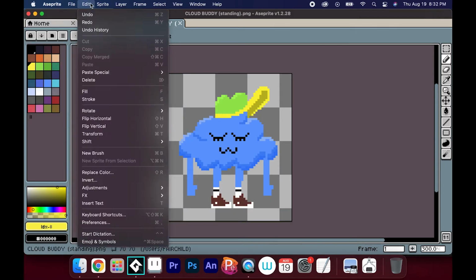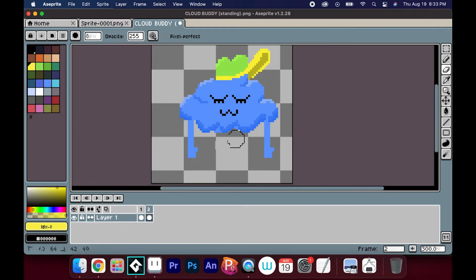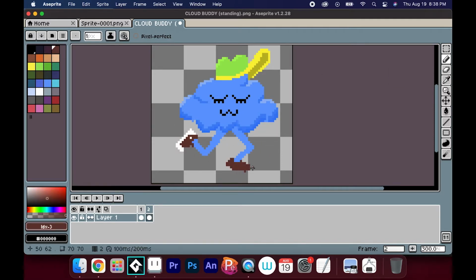And I wanted to create a version of him that is peaceful, serene, but also has some action to him and some expressiveness. So now I'm trying to draw a couple of frames where he's running.